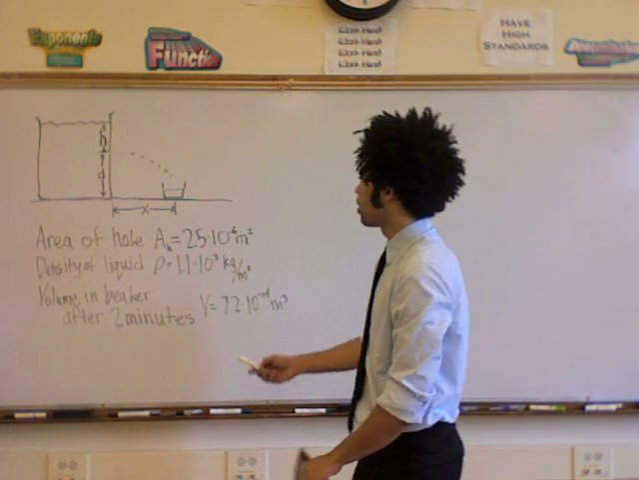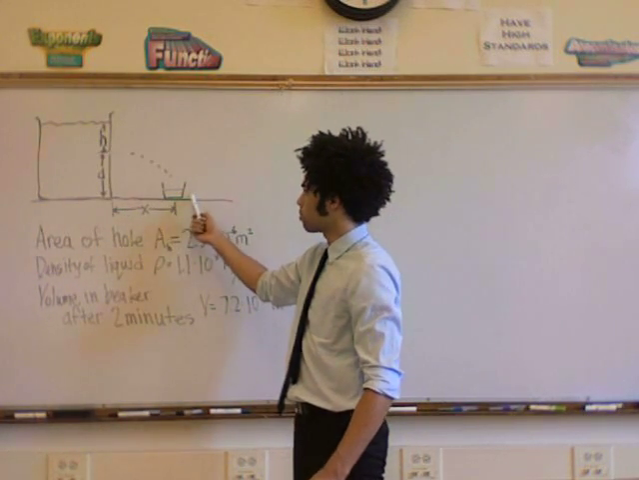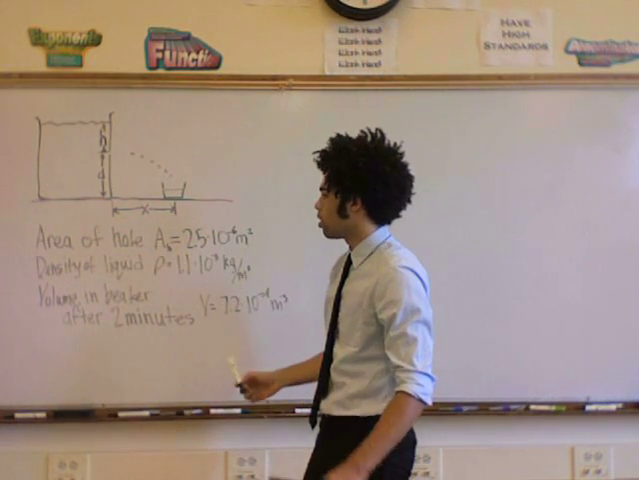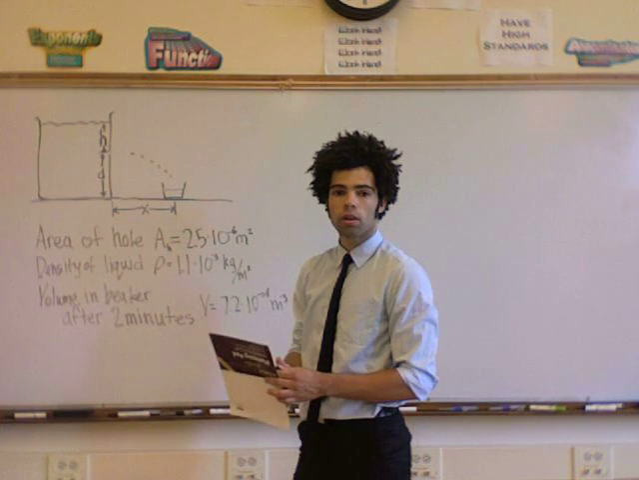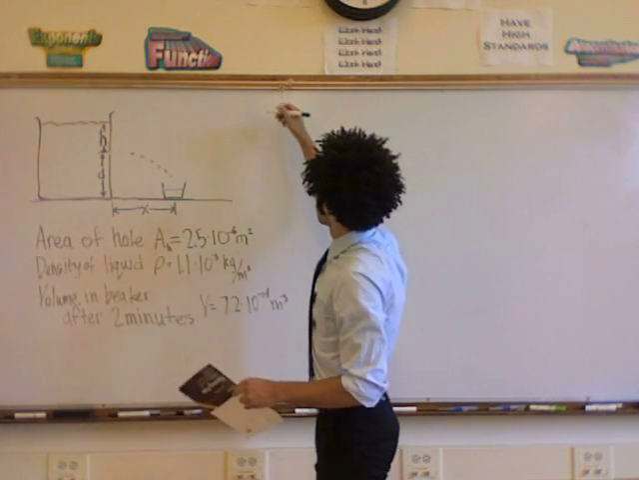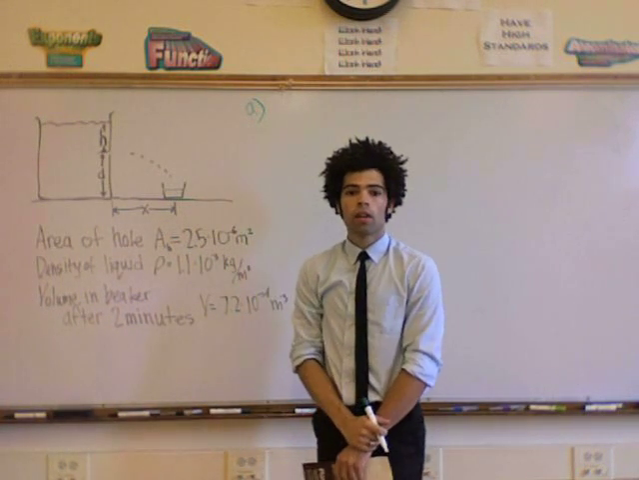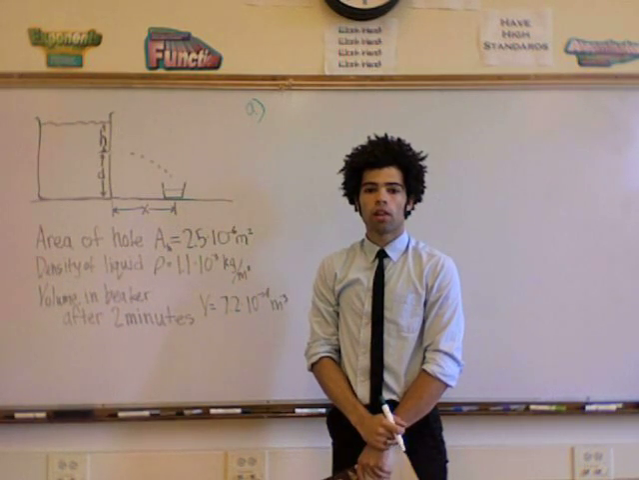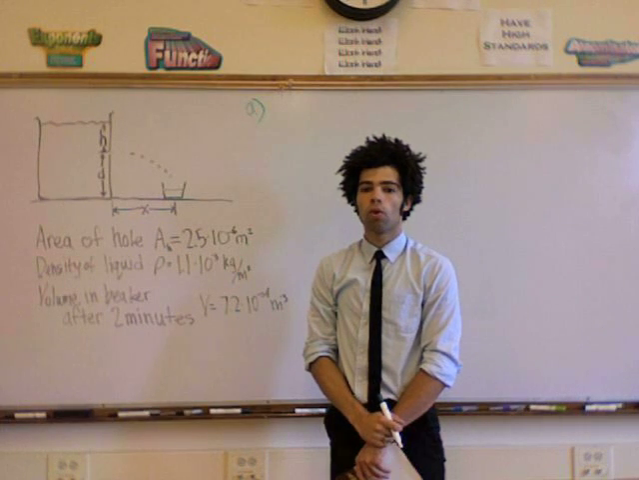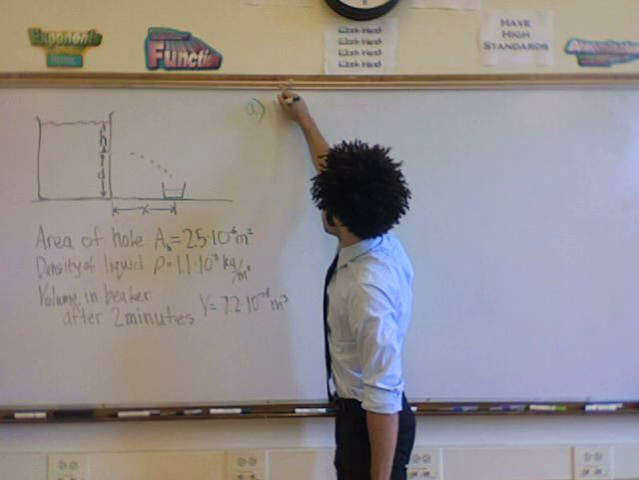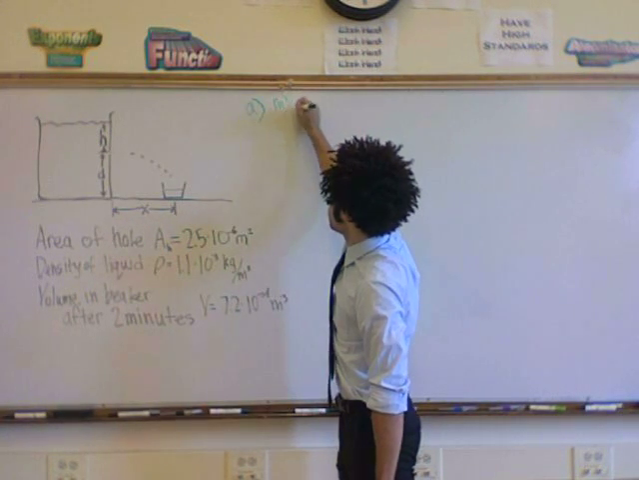Now, I've drawn this problem out. Here's our beaker, here's our container, and I've also listed all the givens in the problem. Let's start with part A. Calculate the volume flow rate of liquid from the hole in meters cubed per second. So it gives us the units, what our units need to be in.